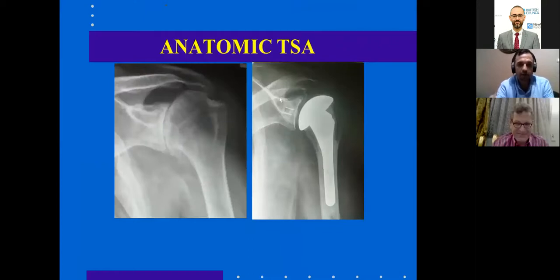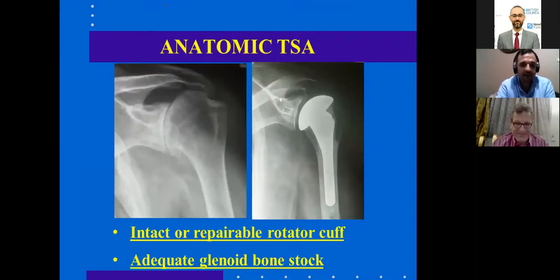Anatomic shoulder arthroplasty needs two prerequisites for a good result: an intact or repairable rotator cuff. So in cases of irreparable rotator cuff, we shouldn't do anatomic total shoulder arthroplasty, and we shift to reverse shoulder prosthesis. Also, we should have adequate glenoid bone stock for the prosthesis.